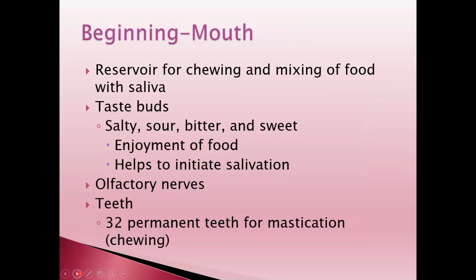Okay. So let's talk about the beginning here of our GI system, and that begins with the mouth. It's a reservoir for chewing and mixing food with saliva. We have taste buds for salty, sweet, bitter, and sour, and it helps with the enjoyment of food. It also helps to initiate salivation. We have olfactory nerves and teeth, and the teeth are used for mastication, or breaking up the food. Mastication is also called chewing, but that's a critical part of starting the digestion process.